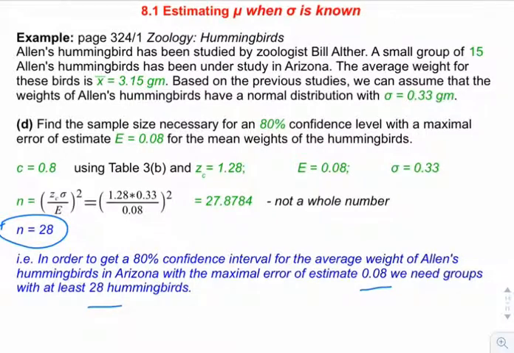So with a bigger sample, we're able to get the error down to 0.08. We're still 80% sure of our answer though.